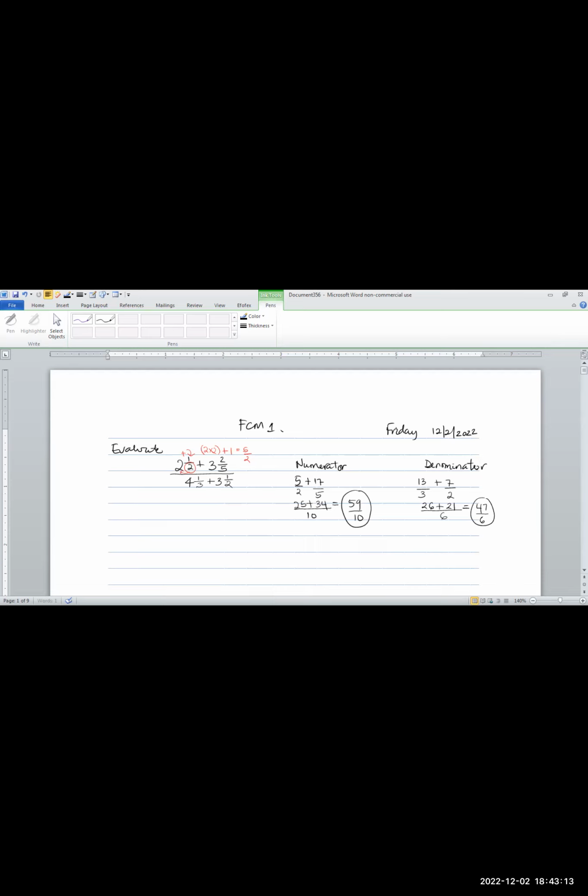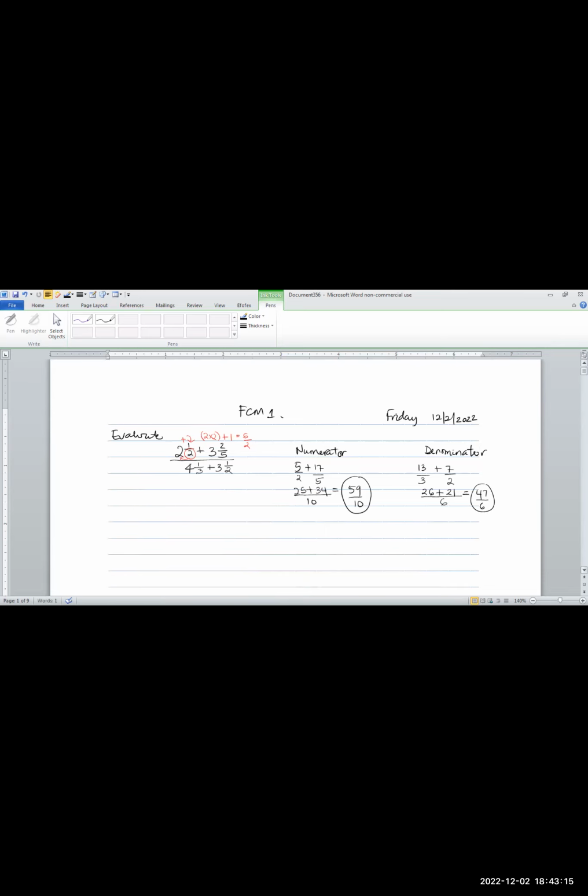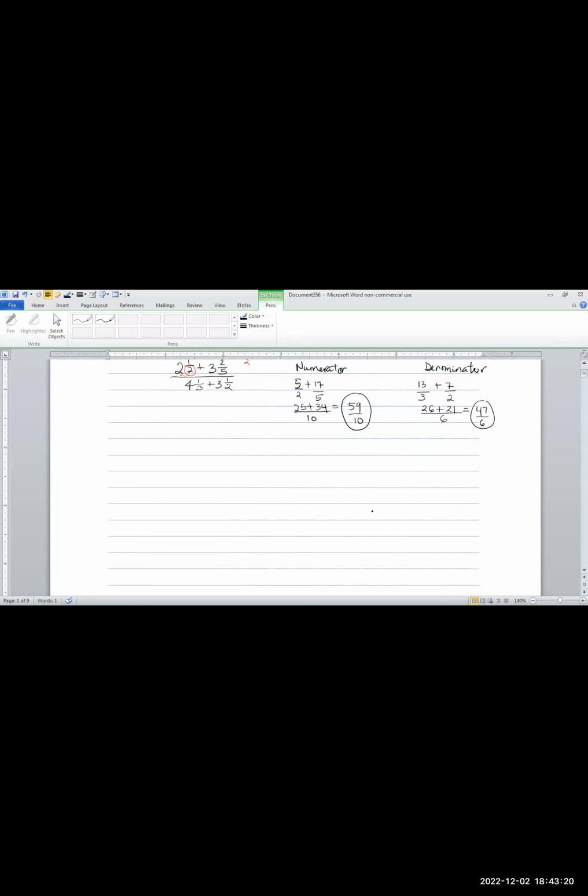Very good. So guess what? A question like this is about 4 marks. And the mere fact that you work out the numerator correctly and the denominator correctly, you already got about 2 marks. So look at what I want you to do now. I want you to write it as 59 over 10 divided by 47 over 6. And then we're going to rearrange.